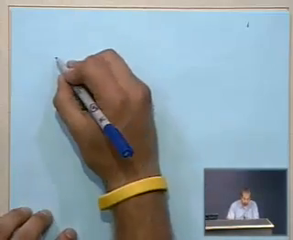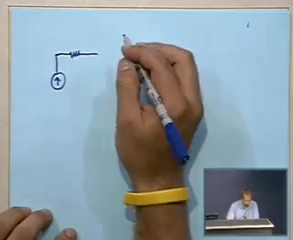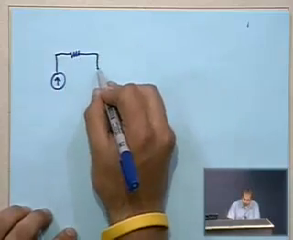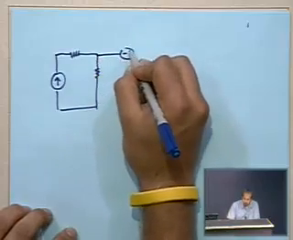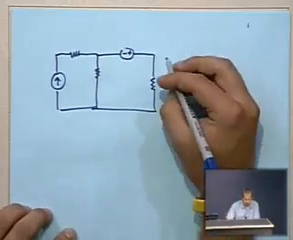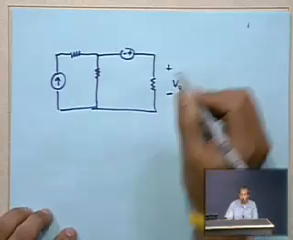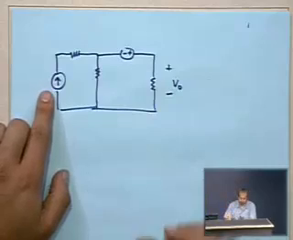One more for the sake of completeness, and we'll come back and look more at this mesh analysis stuff, especially with the dependent sources and with the supermeshes next week. Here is a mesh analysis problem that has an independent current source in it. Now, just like independent voltage sources can make your life a little easier for nodal analysis, these independent current sources can make your life a little easier for mesh analysis.